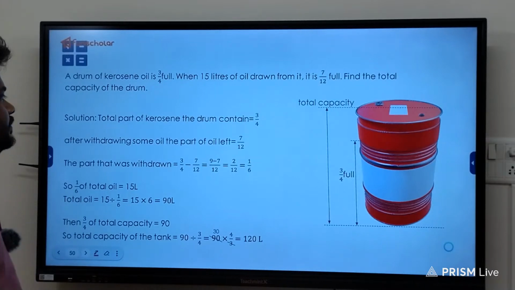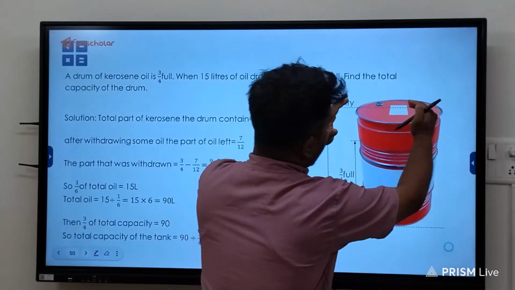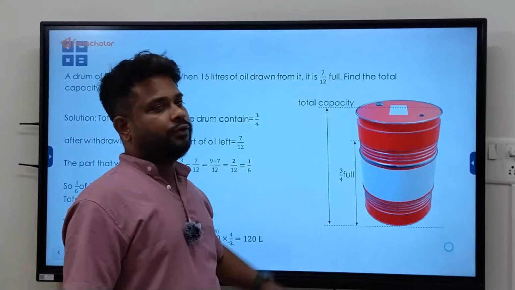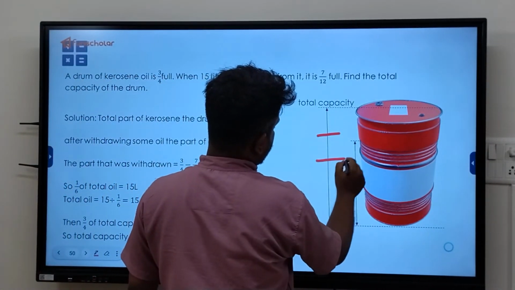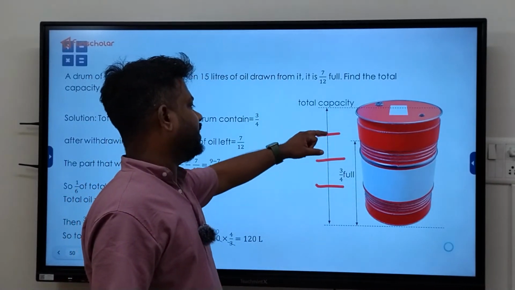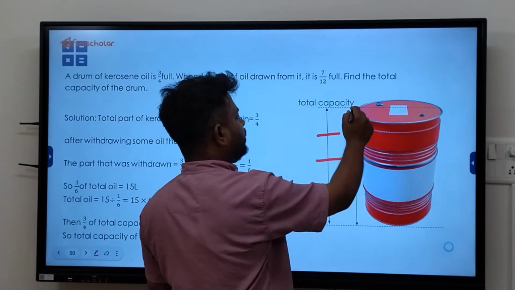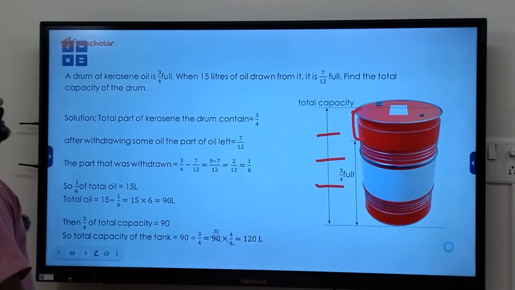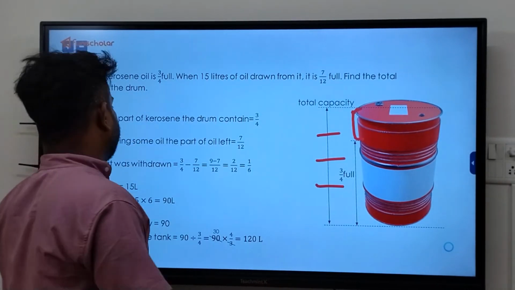So let's see this. If you go by the figure or the diagram they have given, 3 by 4 full means separate the drum into 4 parts: 1 part, 2 part, 3 part, 4 part. Now the portion 3 is full, so the rest of the portion will not be full. So they took out 15 liters of oil from it.